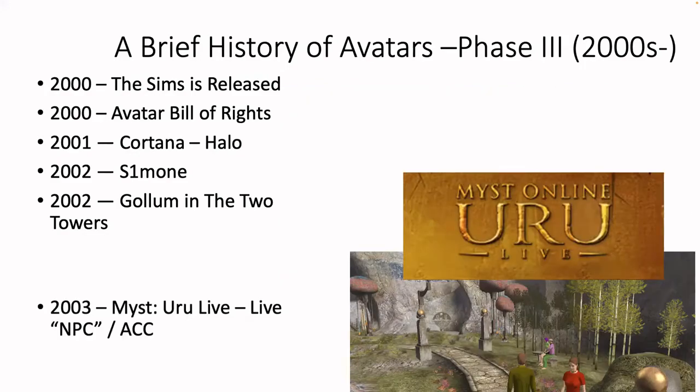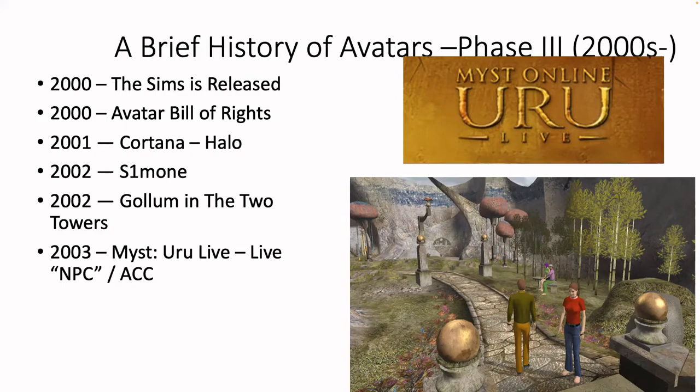In 2003, the game that was actually the most popular PC game before The Sims was called Myst. And so Myst developed an online version. The story of how this was released is kind of a convoluted one, and I won't go into it. But eventually there was an online MMORPG based on Myst called Myst Online Uru Live.